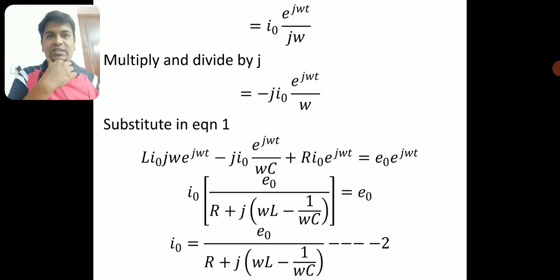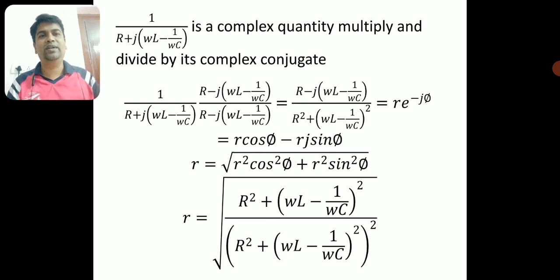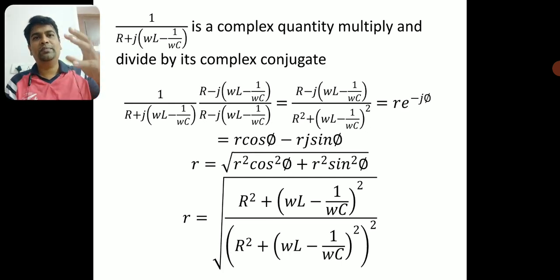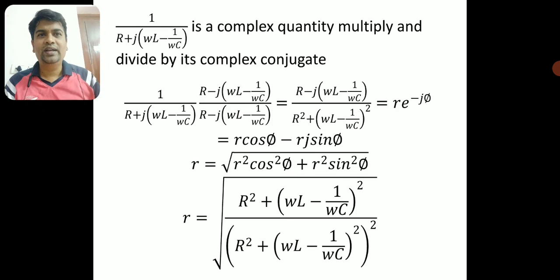I naught equals E naught by R plus j into omega L minus 1 by omega c. I have some unique term in the denominator. I will take this term and let me find out what it is. I'll take this 1 by R plus j into omega L minus 1 by omega c. It is a complex quantity. I will simplify this complex number. How do you simplify a complex quantity? By multiplying and dividing by its complex conjugate.